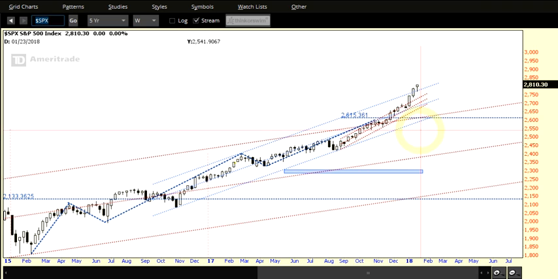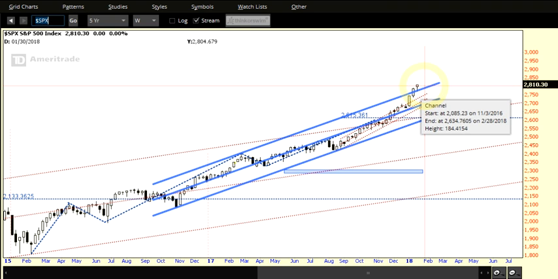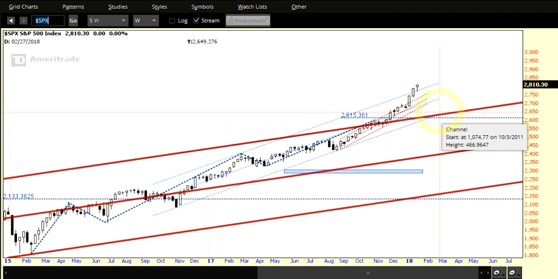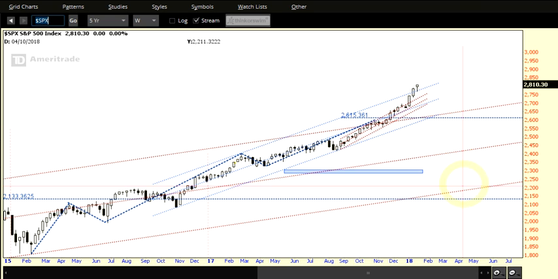So once this blue channel is broken, unless this goes much further, and the blue channel could be broken and it could just bounce off this top line here, but more than likely, we would see this start to break down and come down below this channel. And once it closes back below this channel, then that should mark the end of this.